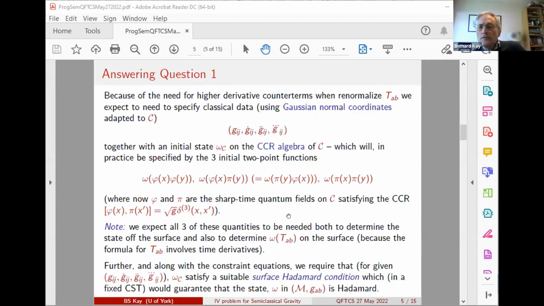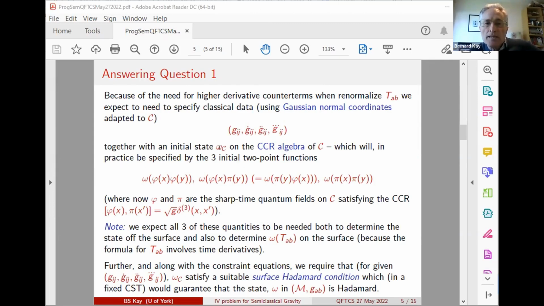So let me turn to how we answer question 1. Well, as we all know, because of the need for higher derivative counterterms when we renormalize the stress-energy tensor, we expect to need to specify classical data consisting of the, and here I use Gaussian normal coordinates adapted to my surface, the metric, its first time derivative, but also its second and third time derivatives, okay?